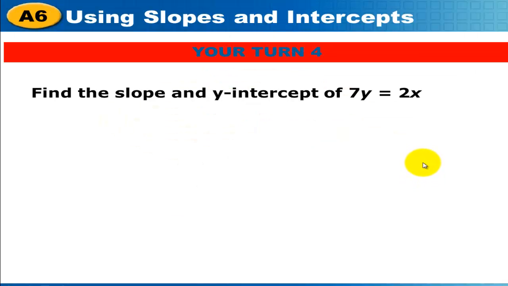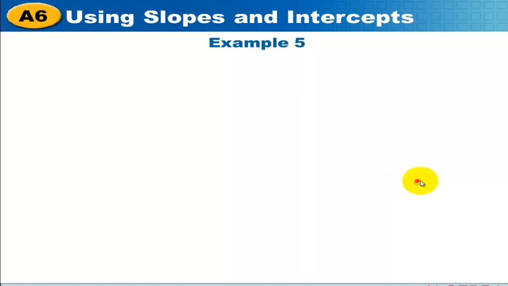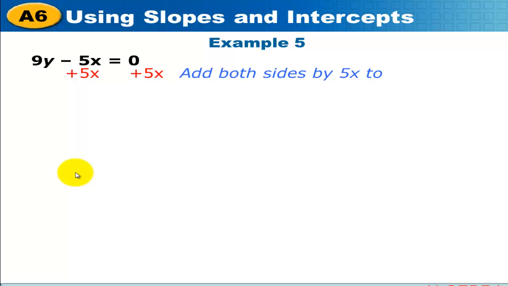The answer for this problem is slope should be equal to 2 over 7 and the y-intercept is equal to 0. Example number 5. 9y minus 5x equals 0. So first we need to isolate our y. I need to undo my minus 5x here. So I'm going to use my addition property, add 5x to both sides. 0 plus 5x is just 5x using additive identity. Using additive inverse, these two will cancel out. Just bring down your 9y equals 5x.